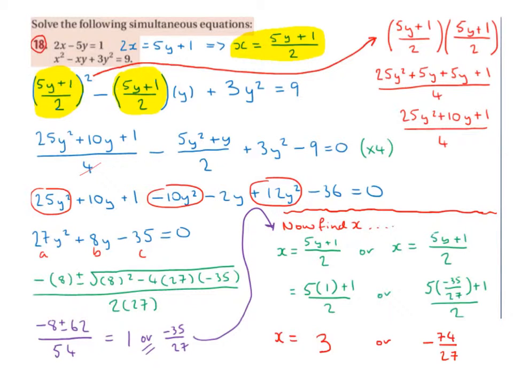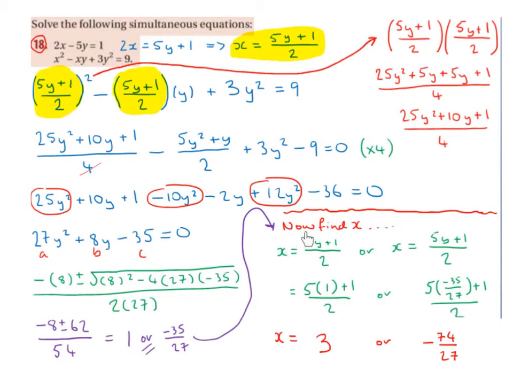Now we need to find our x values. So to find x, we are going to substitute our y values that we just found into our linear equation, because it'd be much easier to work it out by substituting into the linear equation as opposed to the quadratic equation. So our linear equation was 2x minus 5y is equal to 1. But we rearranged it so that x was on its own. So we had x is equal to 5y plus 1 over 2. So it's much quicker to substitute it into this equation.